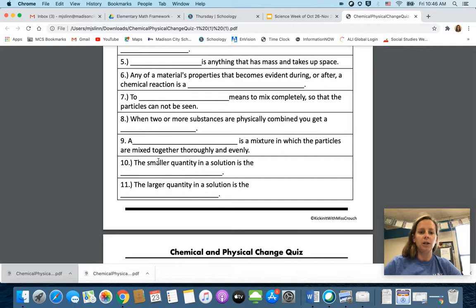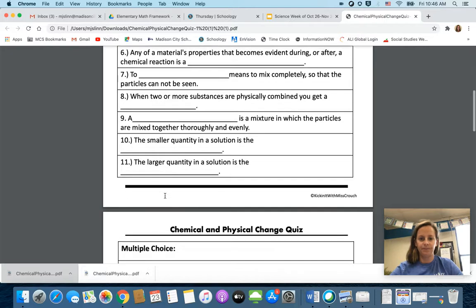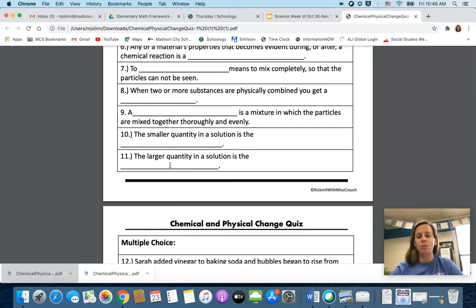The smaller quantity in a solution is called the solute. And the larger quantity in a solution, typically in 5th grade, we talk about the larger quantity being the liquid that we're using to dissolve the solute. The larger quantity in a solution is called the solvent. So the solvent is what is doing the dissolving. The solute is what is dissolved.